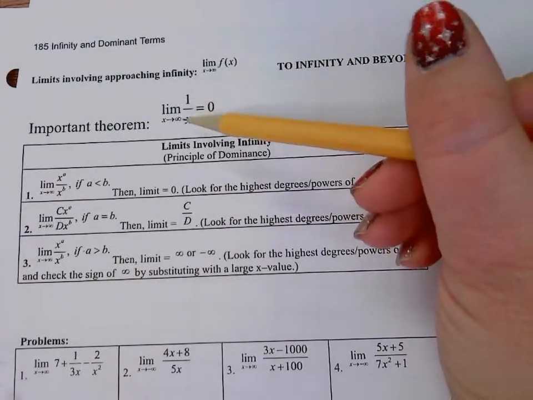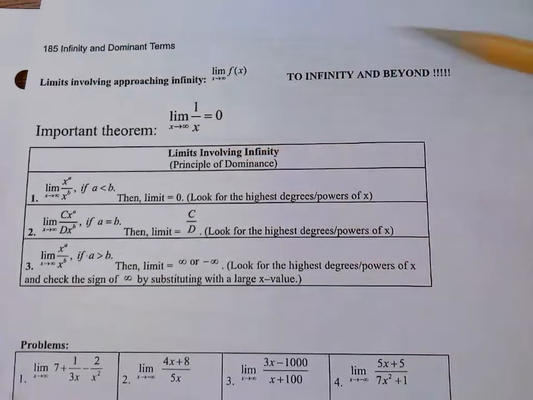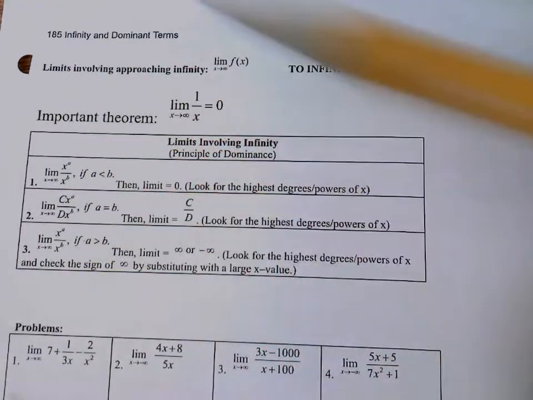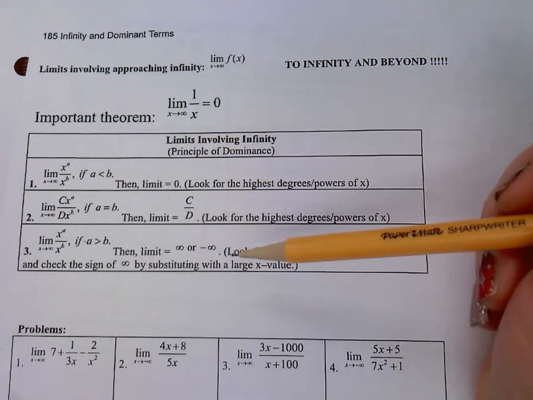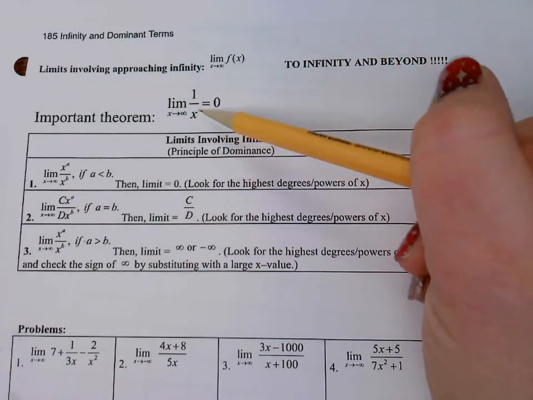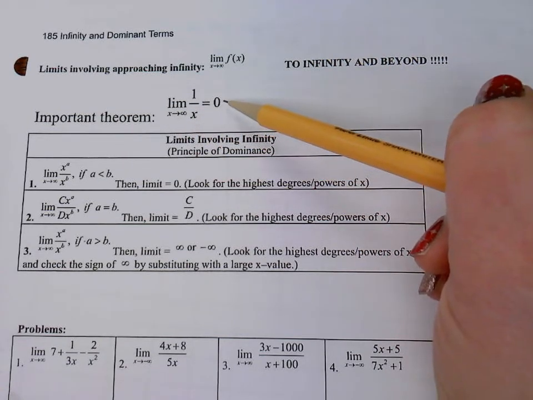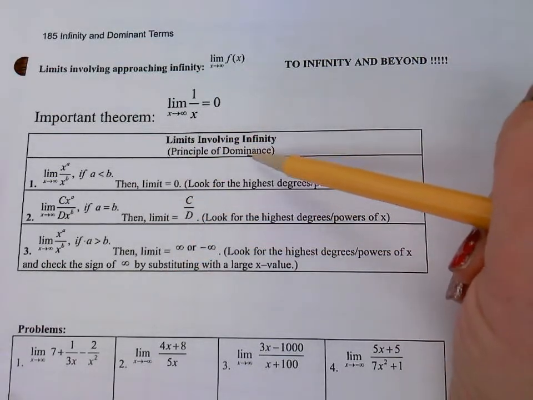So basically, when x is approaching infinity, you're looking at the right and left side of the graph. So it's really approaching the horizontal asymptote. So this is really just a list of rules for the horizontal asymptotes of rational functions. So remember, anytime the denominator is going to blow up and get really big, a function will approach 0. And so it's called the principle of dominance because you're looking for the dominant term.